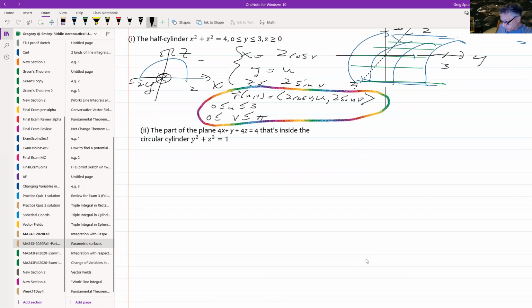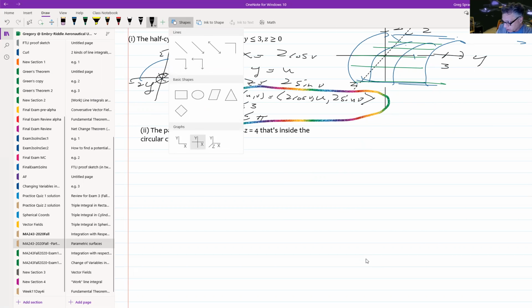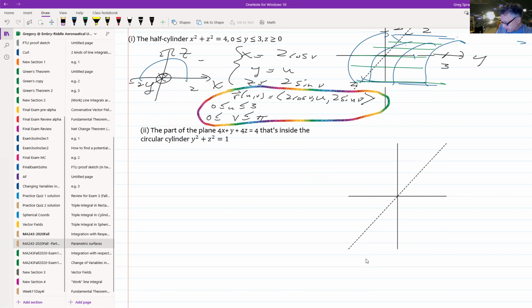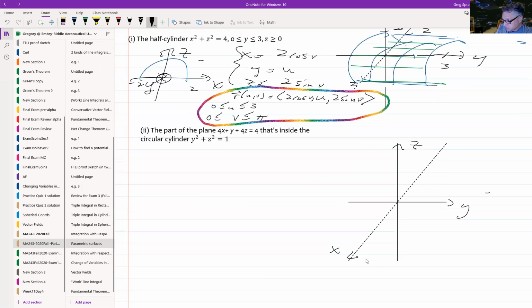Next, the part of a plane that's inside the circular cylinder, x squared plus z squared equals 1. So it's a flat surface. It's a part of a plane that's inside a cylinder. It's not cylindrical. So I'll sketch that cylinder.